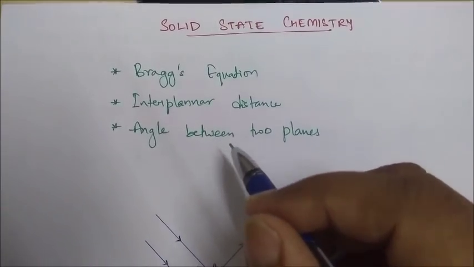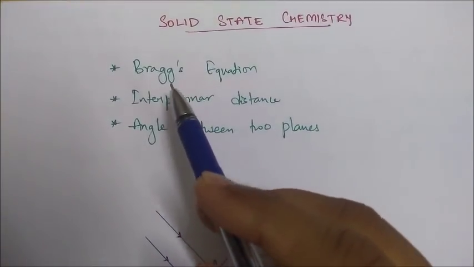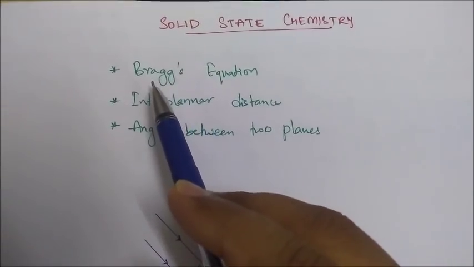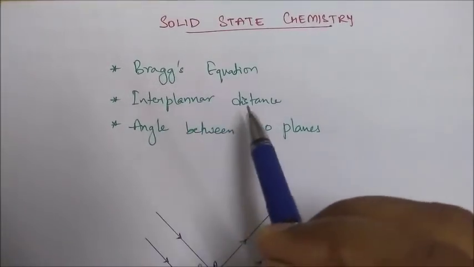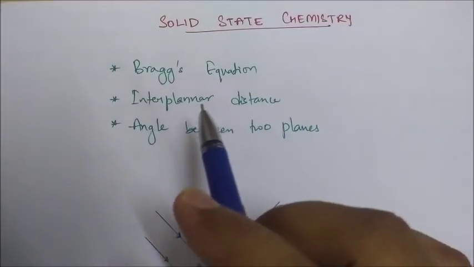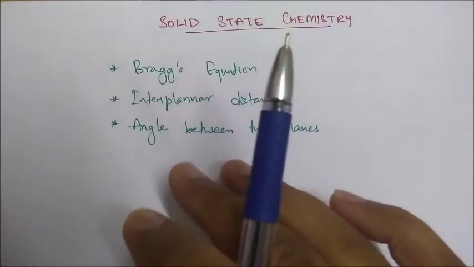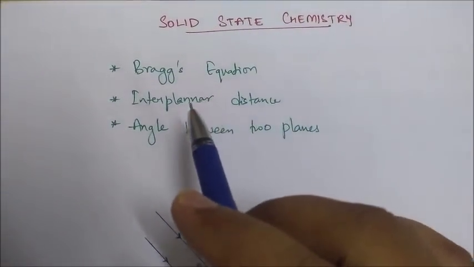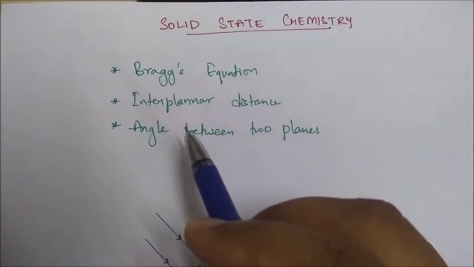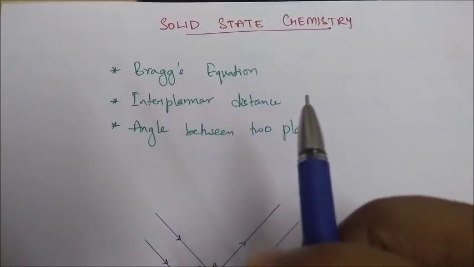So for this video, I will start with this. We have three formulae, that is Bragg's equation, interplanar distance and angle between two planes. And one more thing: this video is going to be more specific for those people who are from a non-mathematical background, because I'll be explaining all the little things also.